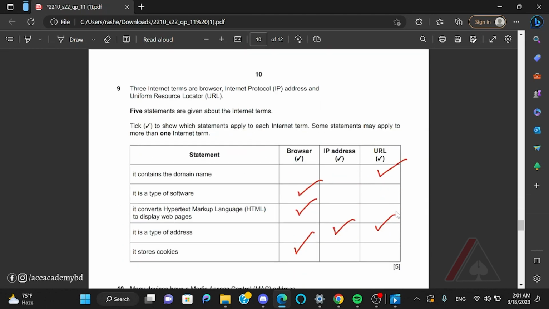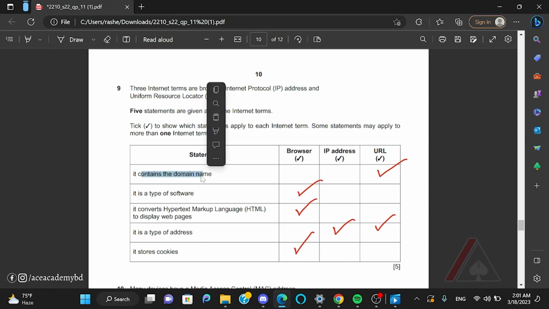Okay, now moving on. Three internet terms are browser, Internet Protocol IP address, and Uniform Resource Locator, URL. Five statements are given about the internet terms. Tick to show which statements apply to each internet term. Some statements may apply to more than one internet term.